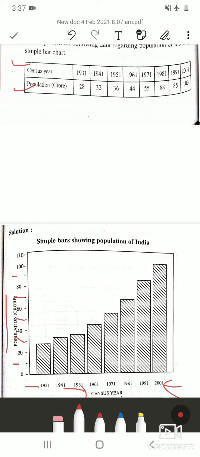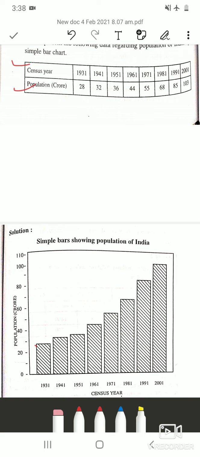So for the year 1931, population is 28 crore. So after 20, this is 30. So the bar will be somewhere over here. Then for the year 1941, the population is 32. So this is your 30. So above that will be a 32. You can mark using the scales with taking the perfect measurement.